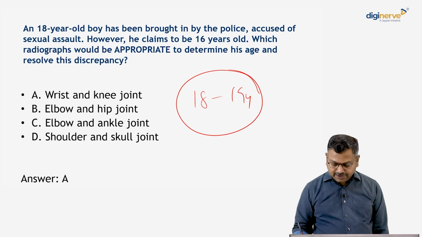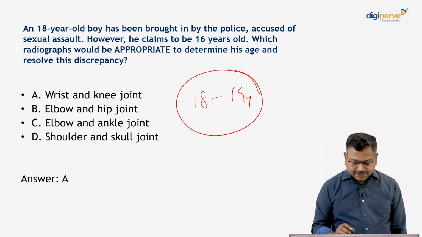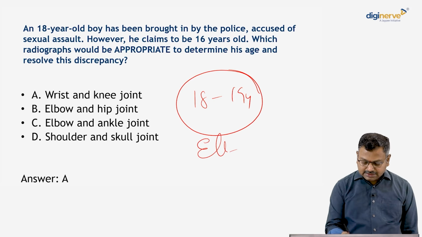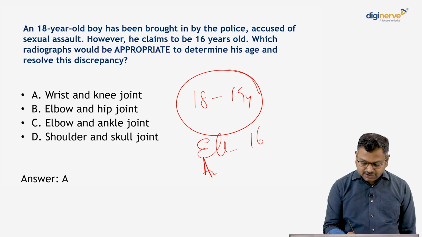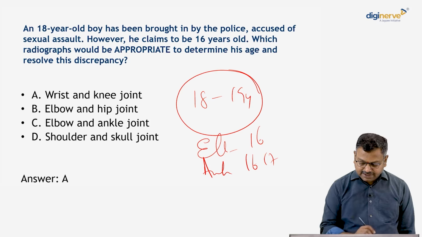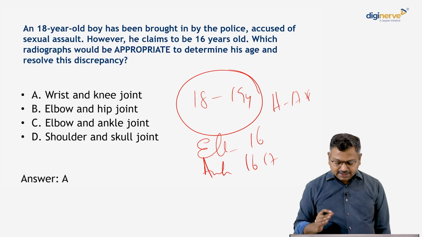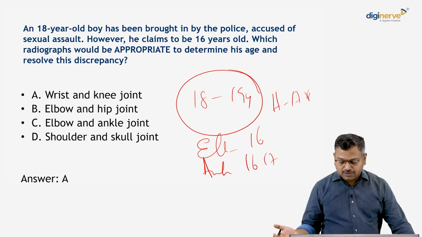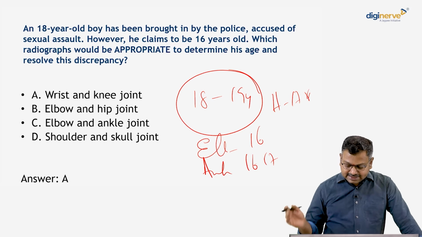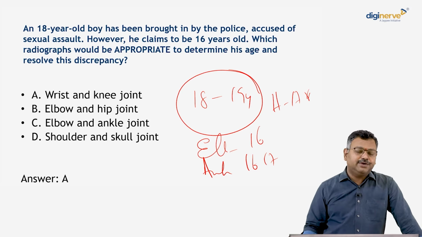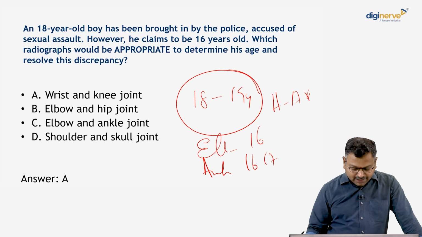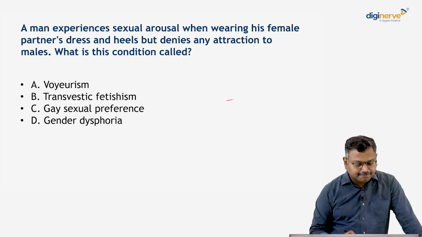So fusion of various joints you should remember. The elbow joint is 16 years. The ankle joint, as I said, is 16 to 17 years. The hip joint is 17 to 18 years that you'd see there. The knee, shoulder, wrist is 18 to 19 years. Iliac crest, etc. would be around 20 to 21 years. The females is 1 year earlier than males.